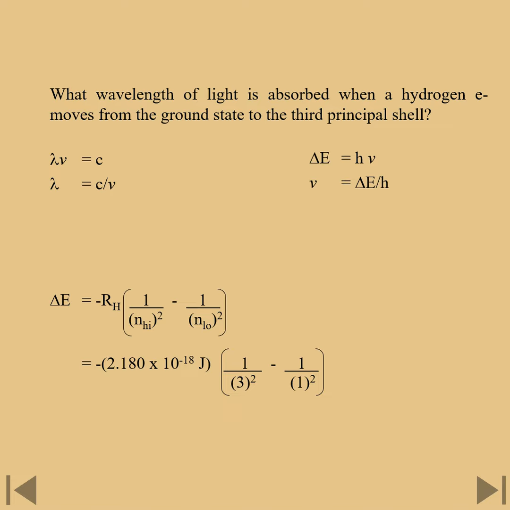I would do the division first, so 1 divide 3 squared minus 1 divide 1 squared, hit equals, then multiply the negative 2.180 times 10 to the negative 18 joules, and that should give you 1.938 times 10 to the negative 18 joules. Make sure that you practice these calculations. Sometimes we think that we have no problem putting them on our calculators, and then later we find that we do. So practice using your calculator as well.